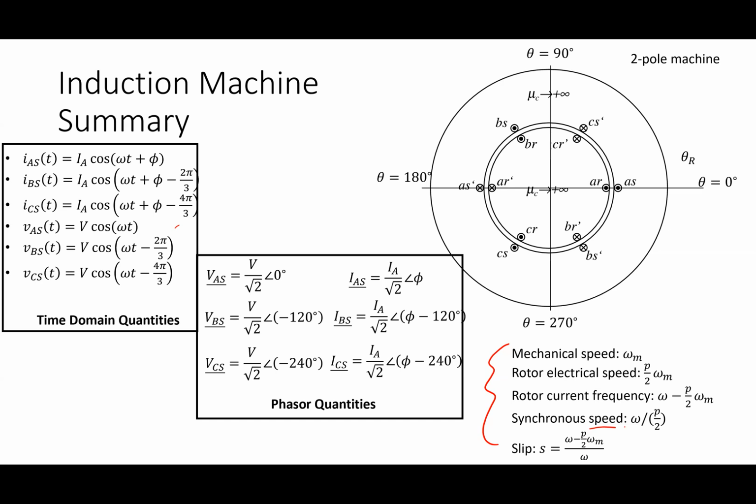So if I've got a 2-pole machine, what's the synchronous speed of a 2-pole machine hooked up to a 60 hertz grid? 60 hertz or 3,600 RPM. If I had a 4-pole machine, it would be 30 hertz or 1,800 RPM, right? And I could keep going from there, right? So, all right, those are the basic principles.